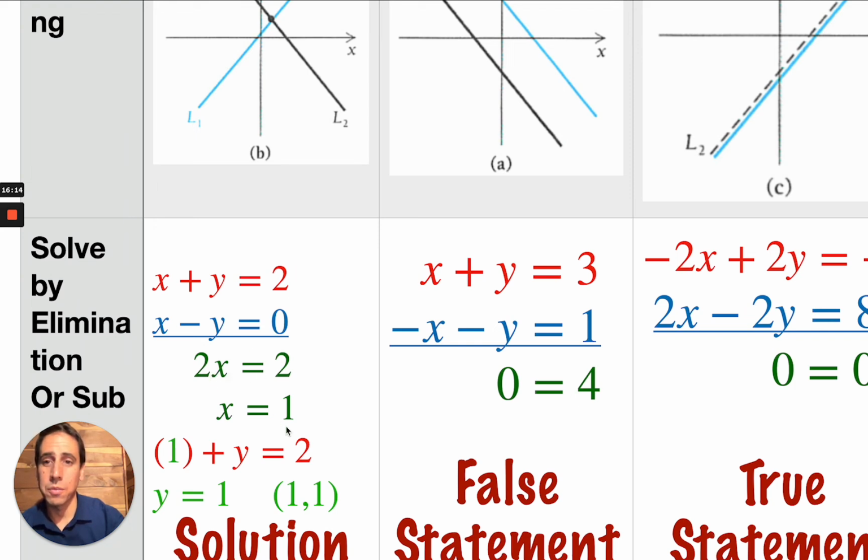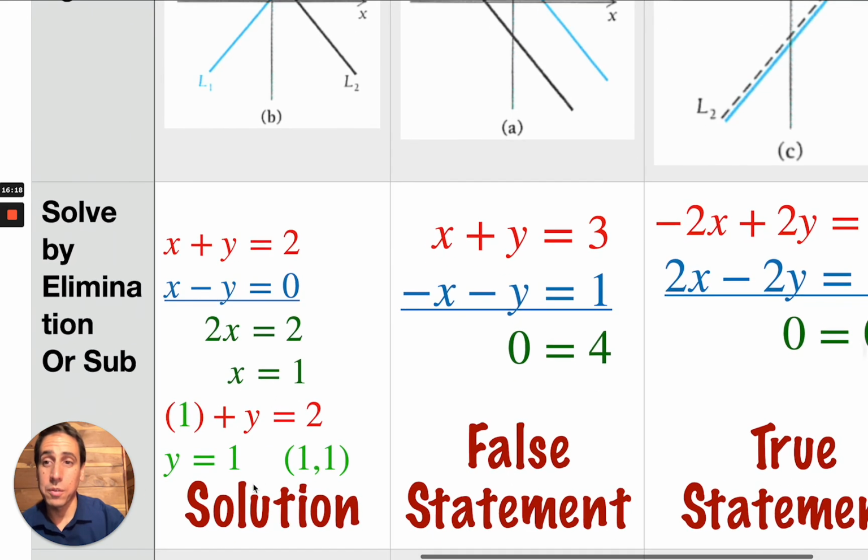So you get x is equal to 1, and then take that and put it back in the original. What it looks like when you use elimination is you get the solution. You get an answer. You get (1, 1) as the solution. Yay.